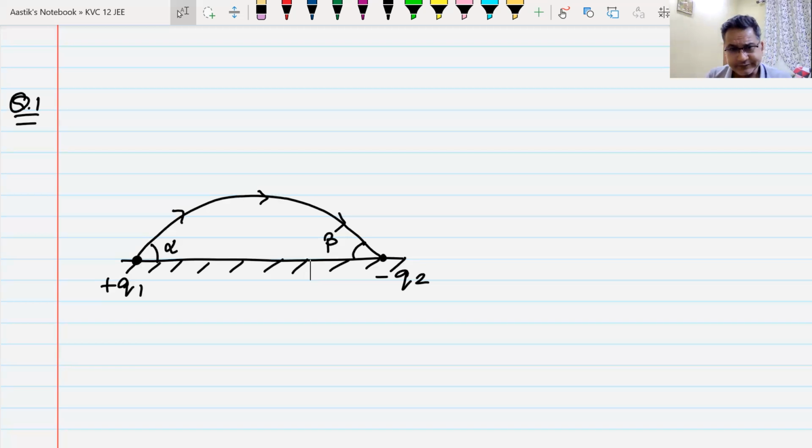Sir, Q1 cos alpha plus Q2 cos beta is constant. It is not constant, beta. It is not at the same point that you are applying it. It was constant when the point was the same.